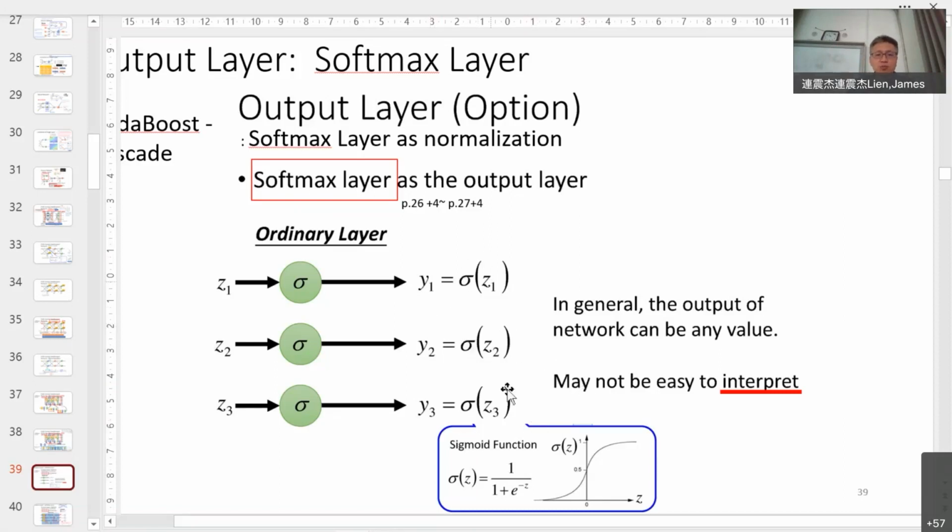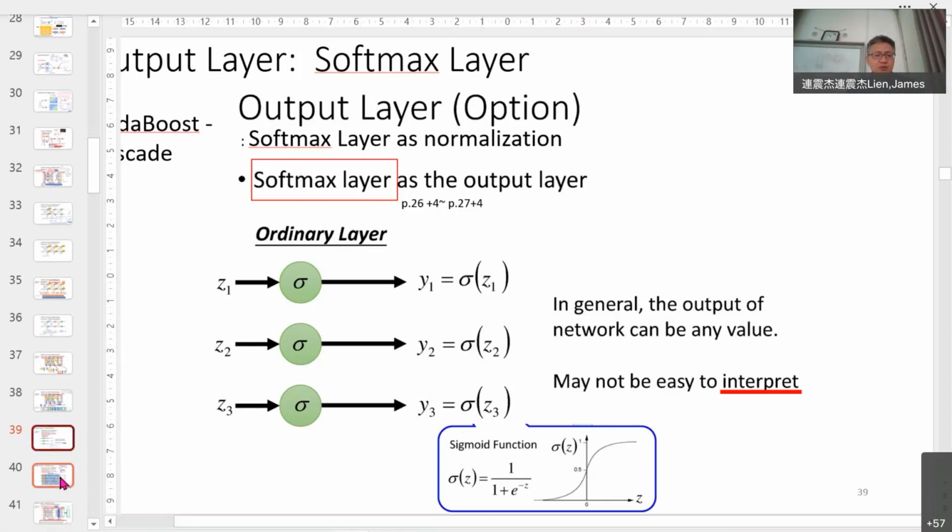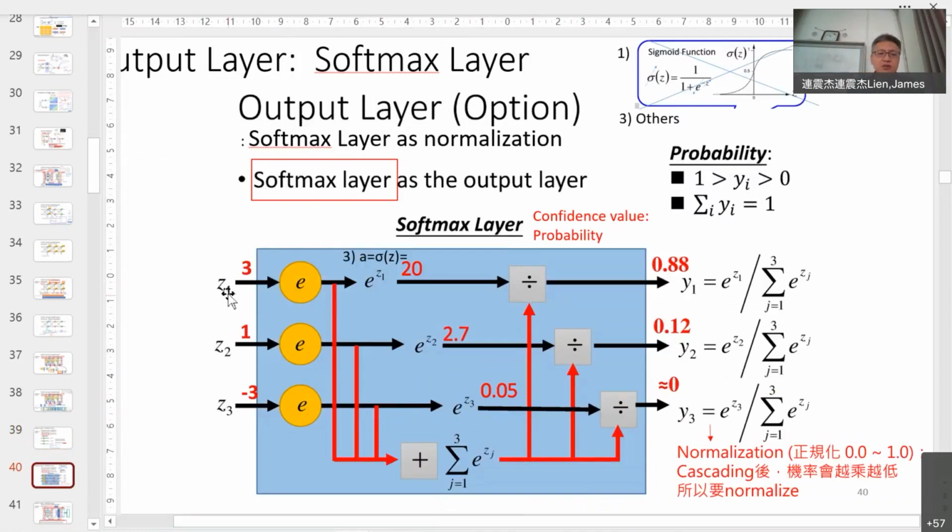So we try to normalize the output. We use a softmax. So what's a softmax? This is your Z, the last layer, 最后一层, this is your Z. So you have positive and negative.